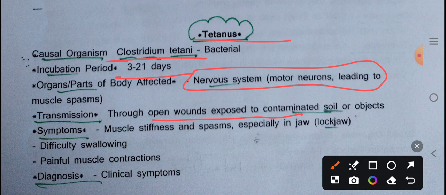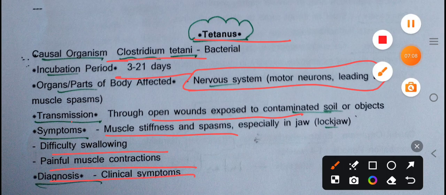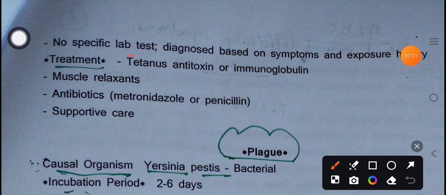Next is symptoms. So muscle stiffness, spasm, especially in jaw. So it is also called lockjaw. Difficulty in swallowing, painful muscle contraction. These are all symptoms of tetanus. Diagnosis: so clinical symptoms are used to diagnose the disease, and no specific lab test is used.